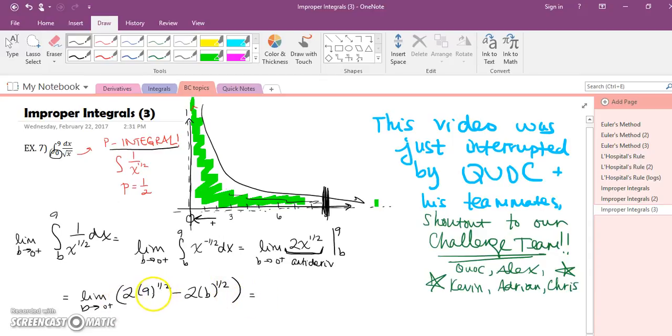So 9 to the 1/2 is 3. 3 times 2 is 6. This is just a number. It has nothing to do with b. Now I want to think, if I were to let b go to 0, basically just plug 0 in, this is going to be 0. So 6 minus 0 is 6. So even though this goes up forever and it seems like it would be an infinite area, it's actually a convergent integral. The limit exists. This area under the curve is 6.